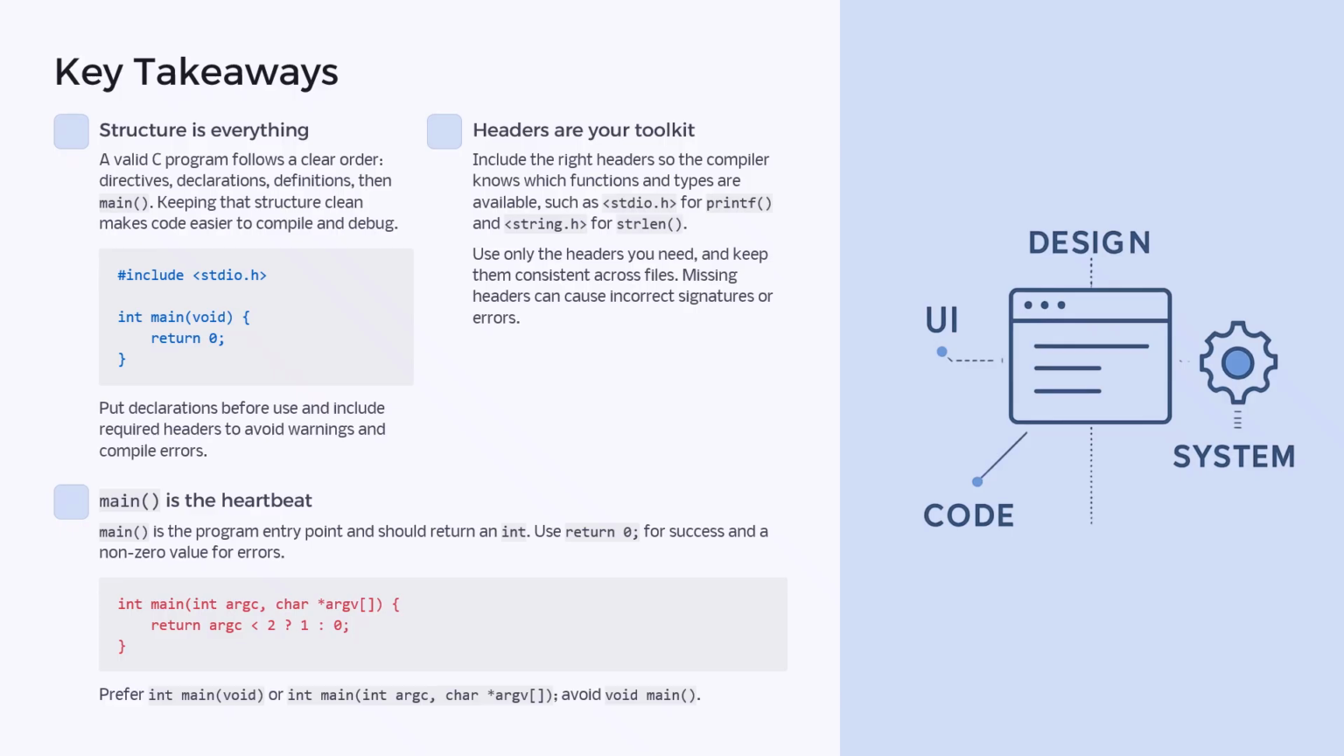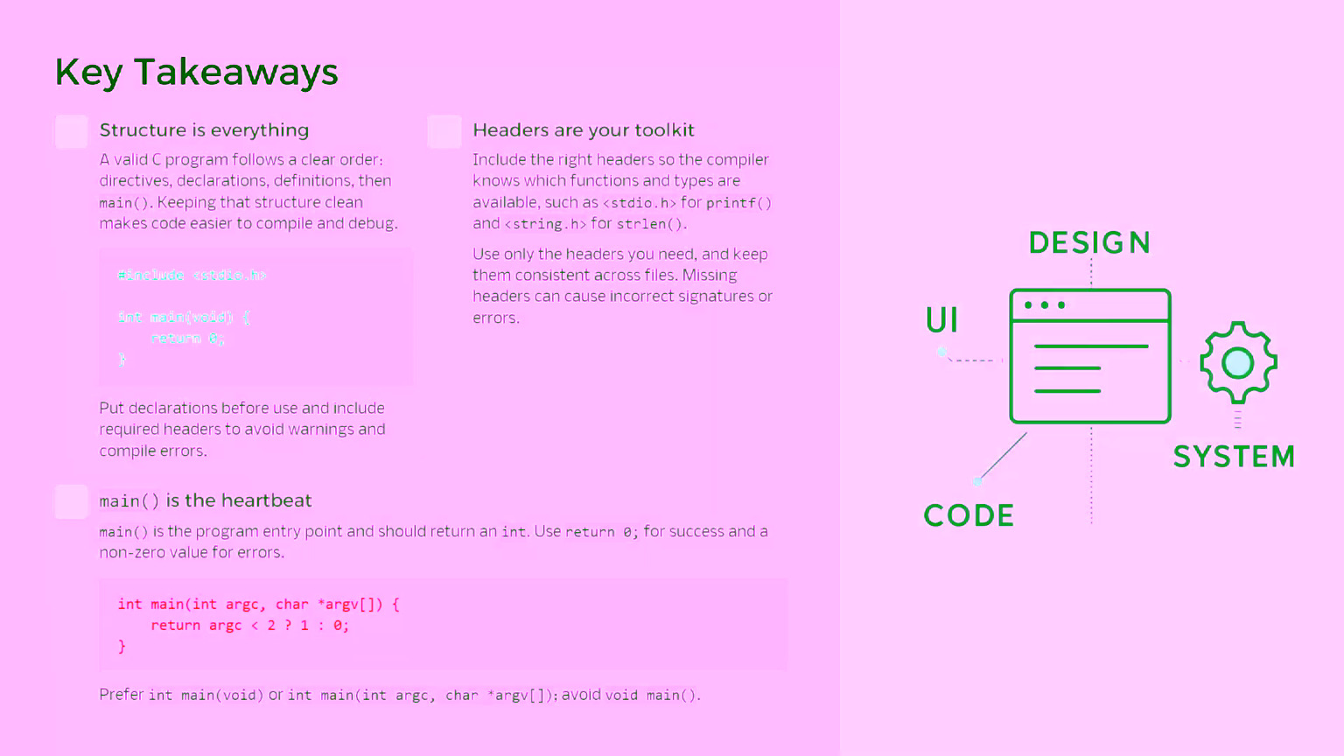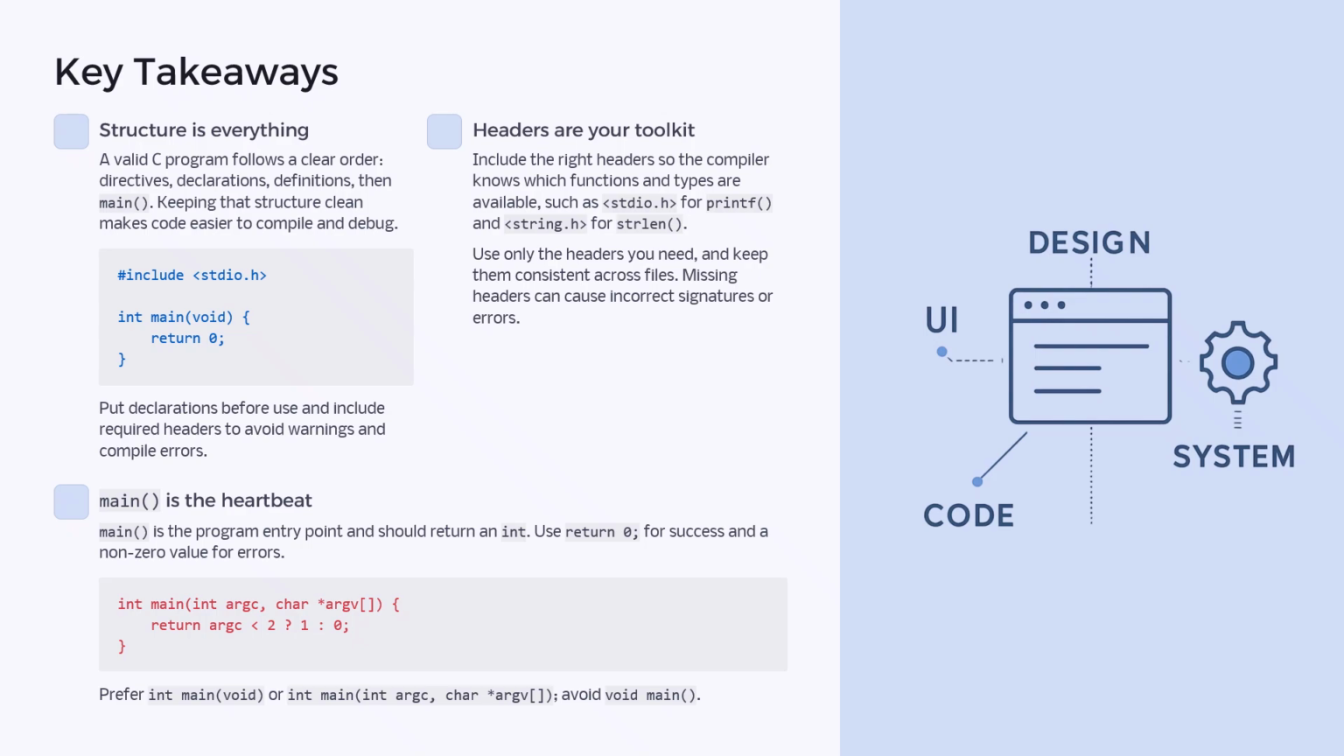Main is the heartbeat. Main is the program entry point and should return an int. Use return 0 for success and non-zero for errors. So at the last, we can see that the basic structure of a C program includes the header files, the main function, and the statements.